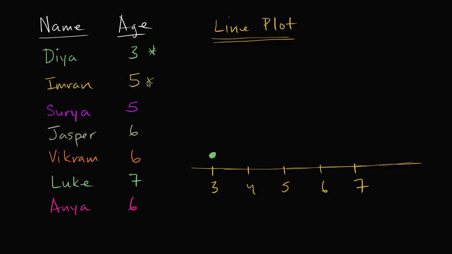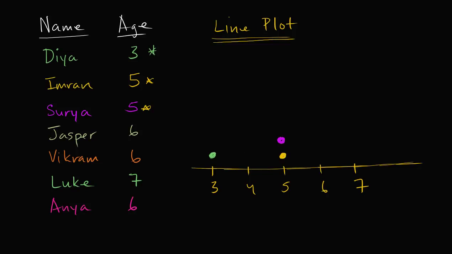So that's someone right over here who'd be age 5. You could think of this dot. This represents Imran, who's age 5. Then you have Surya, who's also age 5. So he's also age 5, so that means we have a second person at the party who is age 5. So under age 5, we now have two people. This is Imran and this is Surya.